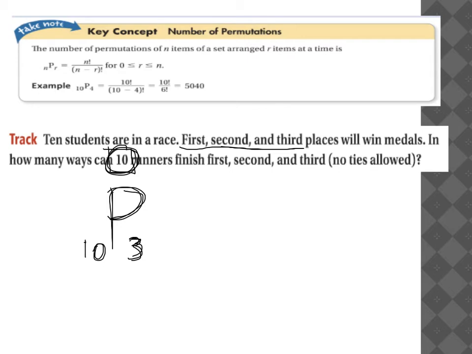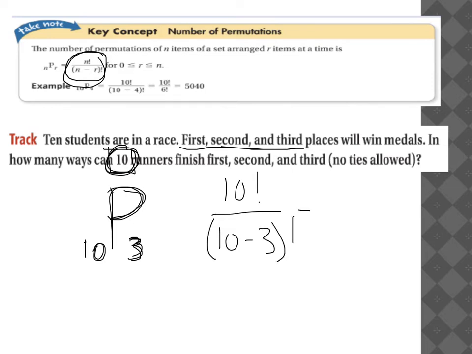So using this formula right here, the first value is n. My n here is going to be 10 because that's my total. So I could have 10 factorial over, and then in parentheses, I want to take my total minus how many I am picking or choosing from. So in this case, it would be 10 factorial over 7 factorial.